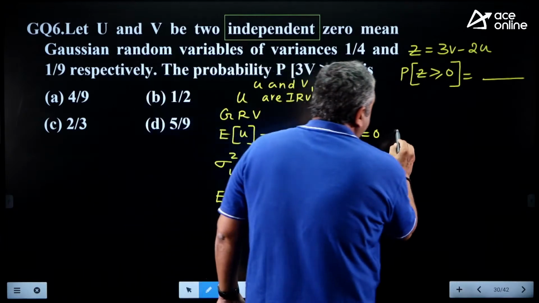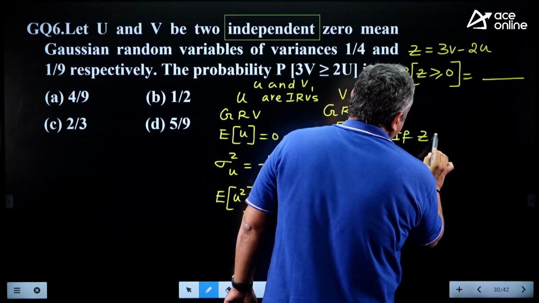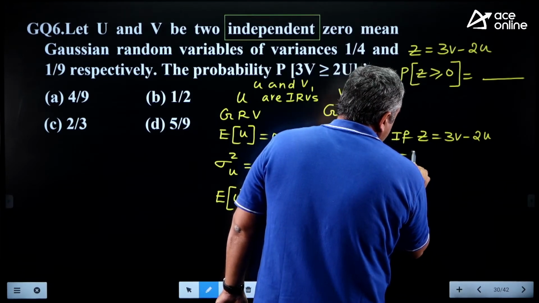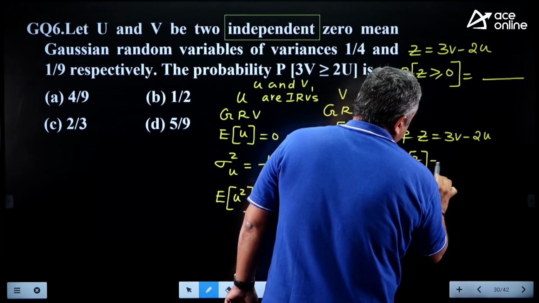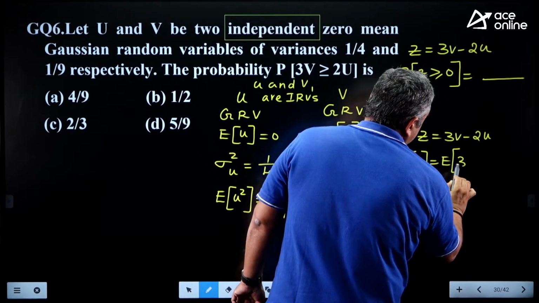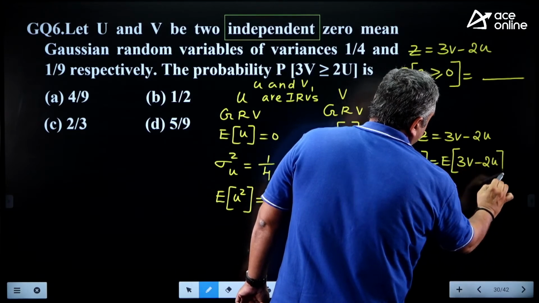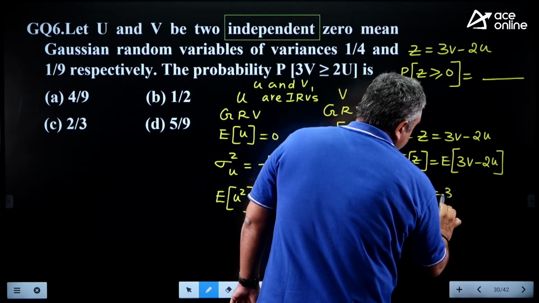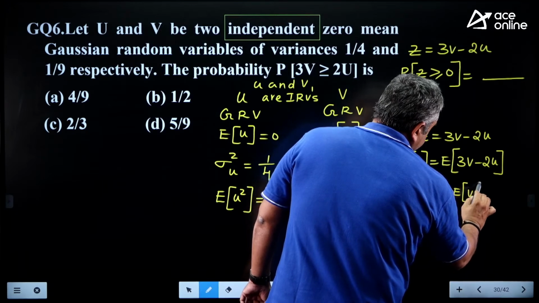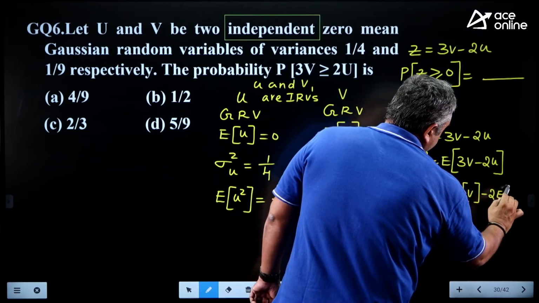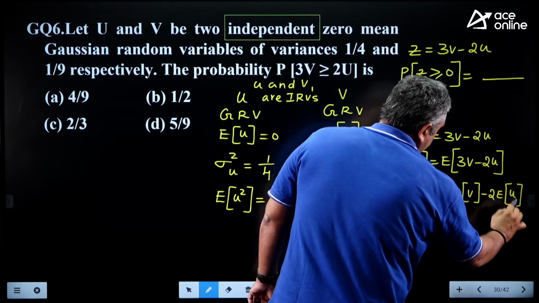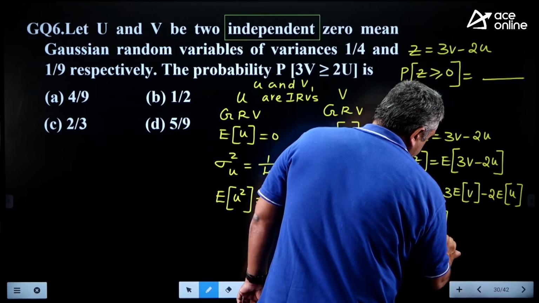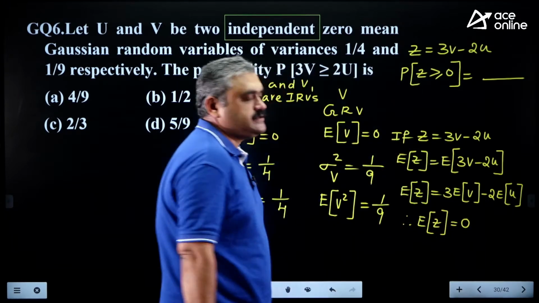Now, if you are considering z as 3v minus 2u, what is the mean value of z? It should be the mean value of this function 3v minus 2u, or not. So you just expand that operator. Expectation of z will be 3 into expectation of v minus 2 into expectation of u. Expectation means mean values. Both the mean values are 0. That means the mean value of your random variable z is also equal to 0.